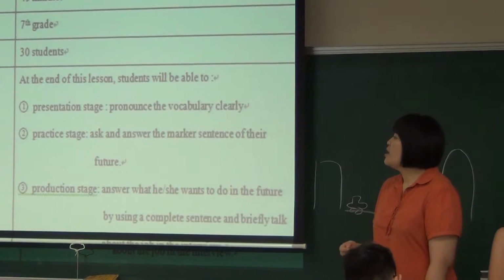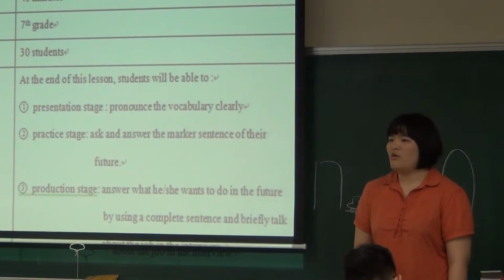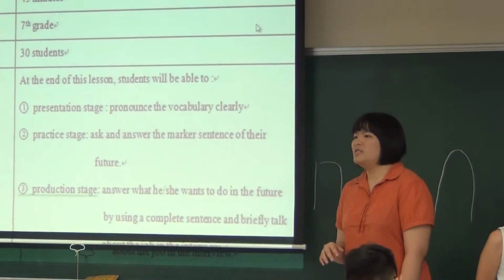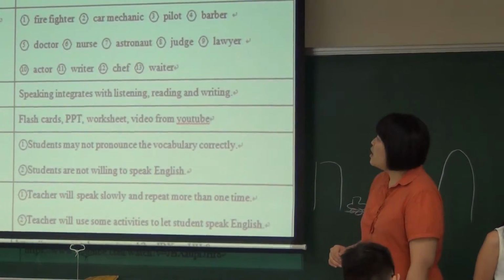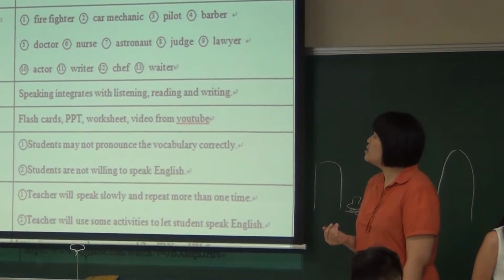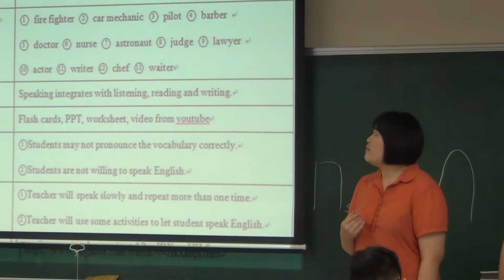About their future. And the third is, at the production stage, they need to answer what he or she wants to do in their future by using a complete sentence and briefly talk about the job in the interview. And this is our topic. Our topic is occupation. And the target language structure is, what do you want to be in the future?